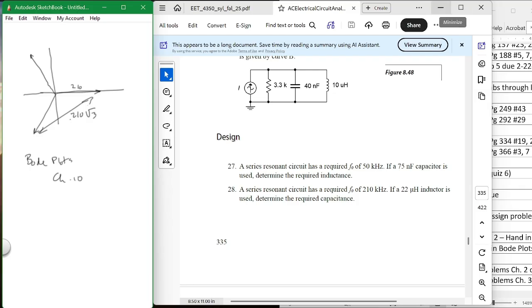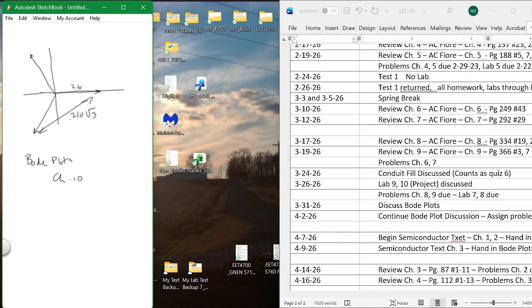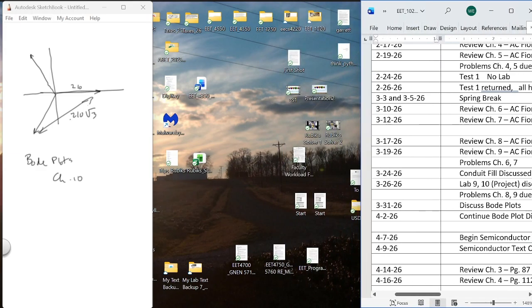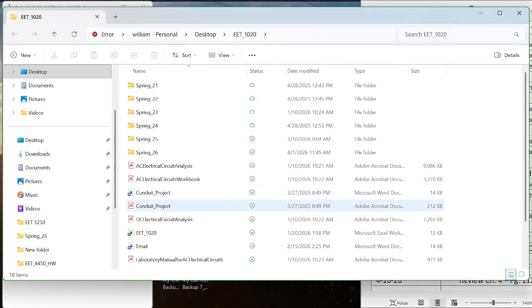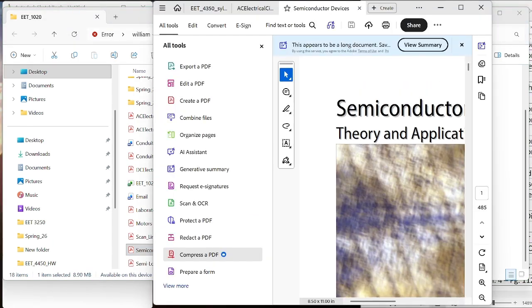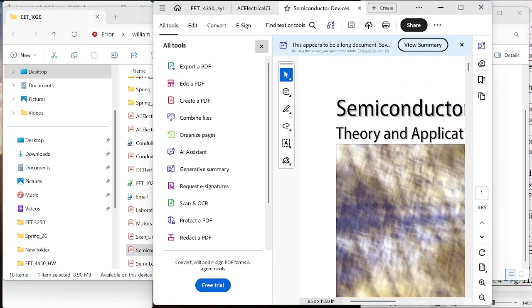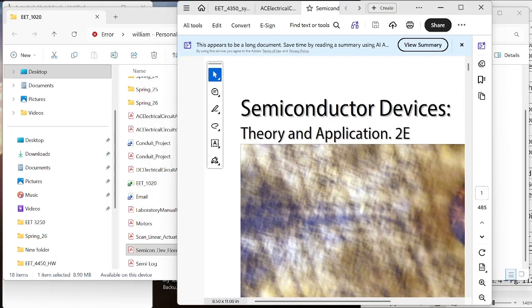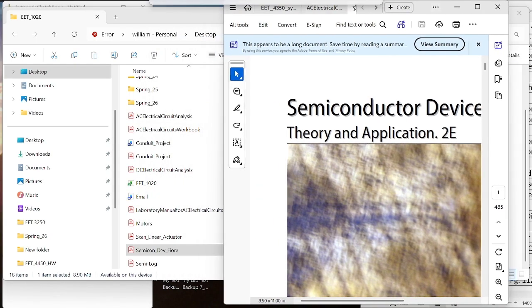Now let's go to the semiconductor book and see what we got. See what we can find in there to give you good questions. So this is chapter 2, 3, and 4 of the semiconductor book. What good questions are there in chapter 2, 3, and 4 of this?